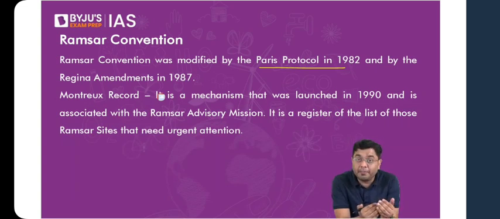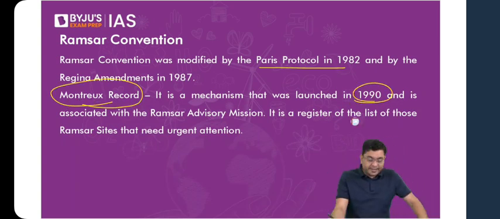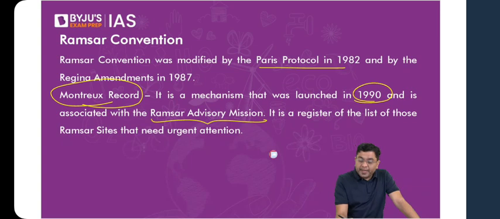But there are certain wetlands which are on the verge of immediate threat, which need to be protected from immediate threat. And those wetlands are entered or put under the Montreux Record. So the Montreux Record is a mechanism which was launched in 1990 and is associated with the Ramsar Advisory Mission. It is a register of the list of those Ramsar sites that need urgent attention. That is about the Montreux Record.